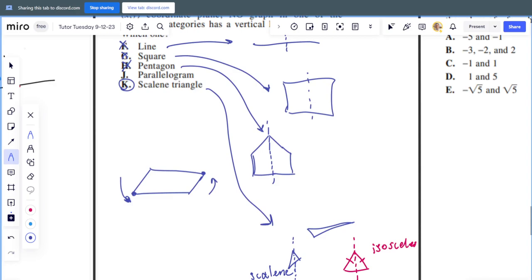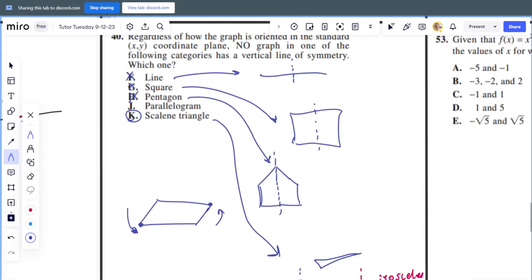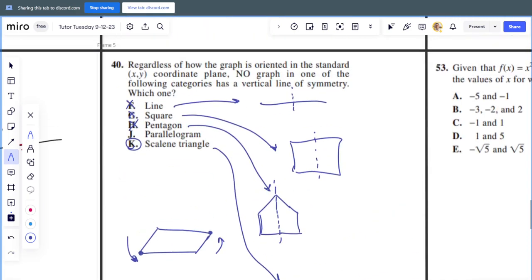Parallelogram. Parallelogram is, just to go over that one real quick and show why it does have a vertical line of symmetry.